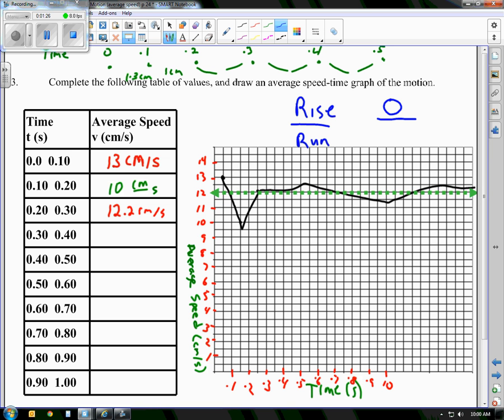So we could say, hey, we got a run of 1 second. So this is meters per second, and this is seconds. It doesn't matter. The rise of that line is 0. And so that would be the correct answer to that question. So here's the next question.